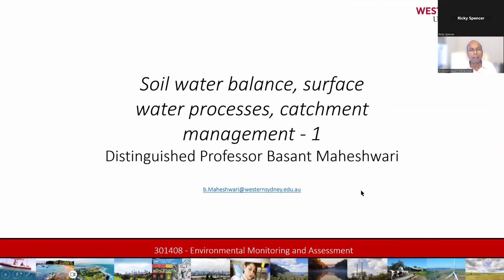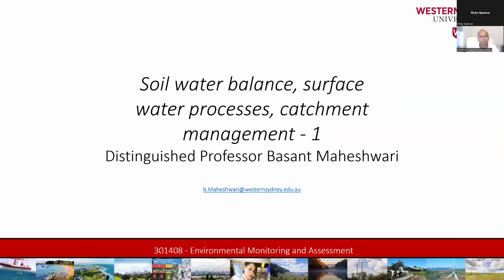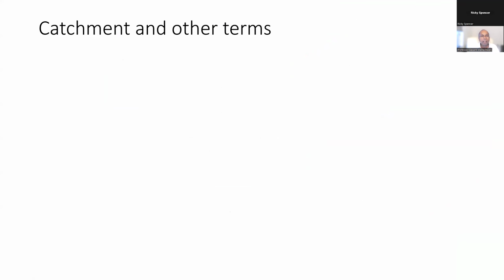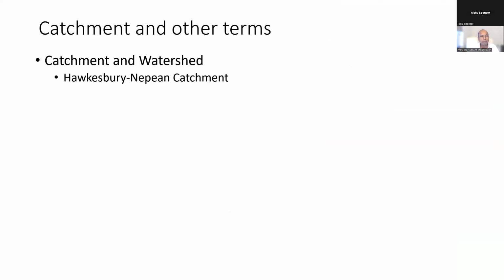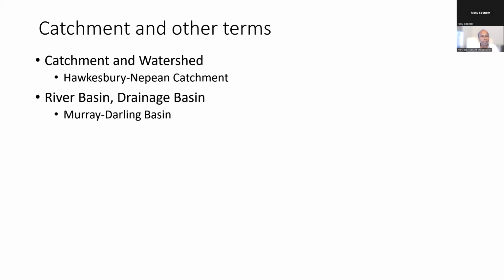Good day. I would like to talk about the soil water balance, surface water processes, and catchment management for this subject. Now let's talk about different terms we use. There are two terms used. One is called catchment and the other one is watershed. You've probably heard of the Hawkesbury Nepean catchment, and you've also heard of river basin and drainage basin. The Murray-Darling Basin is one example of a river basin.